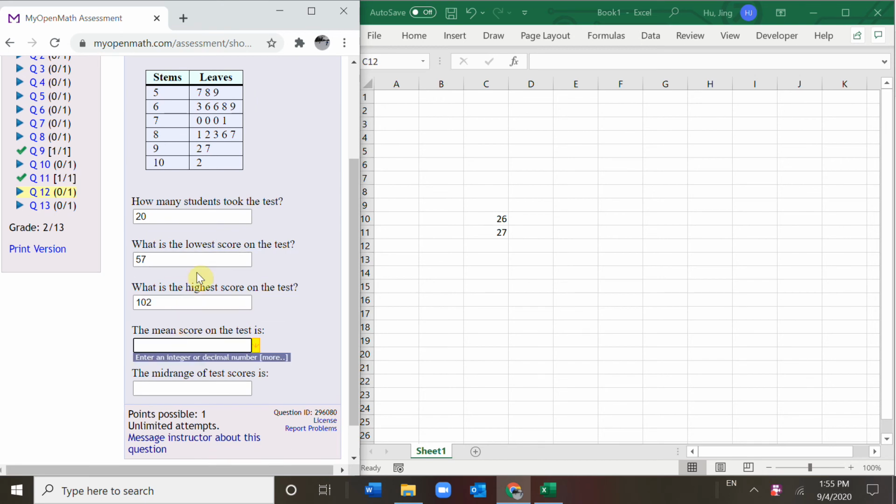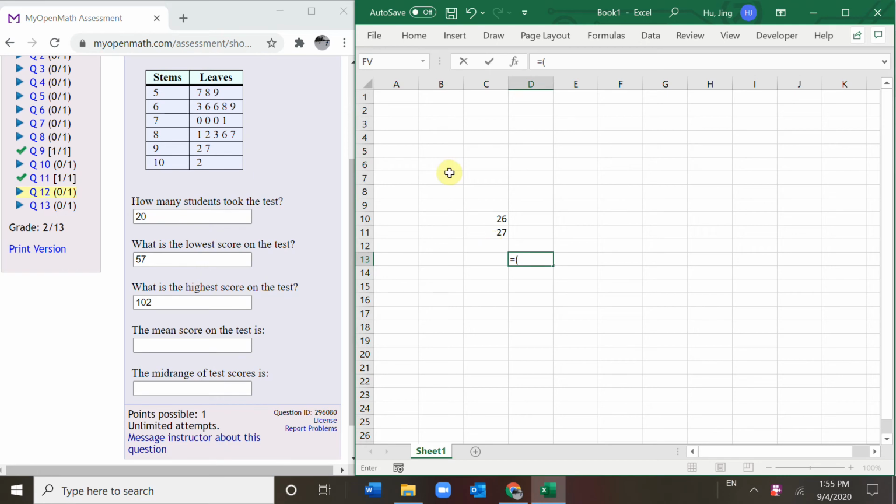The mean on the test, add up all together. So 57 plus 58 plus 59. Okay, so you just add all together, you see. Or you could do it like this, 70, 70, 70, you can just do 70 times 3. The times sign on your keyboard is shift 8. You see there is a star, multiplication. And divided by how many students? We already know it's 20, right?